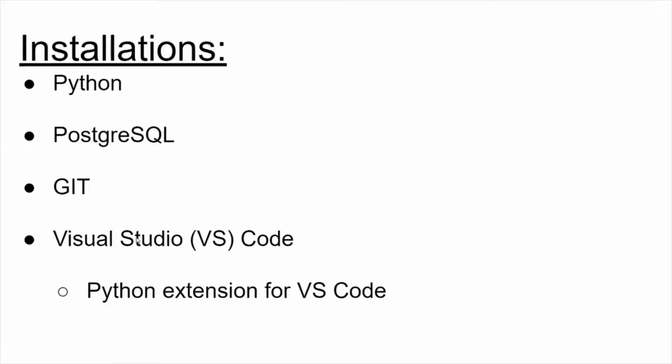And then we're also going to be using a Python extension for VS Code. What it does is that it puts functions into their own color, and it makes everything a little bit easier to work with Python. And that's it. So let's get started by installing Python first.